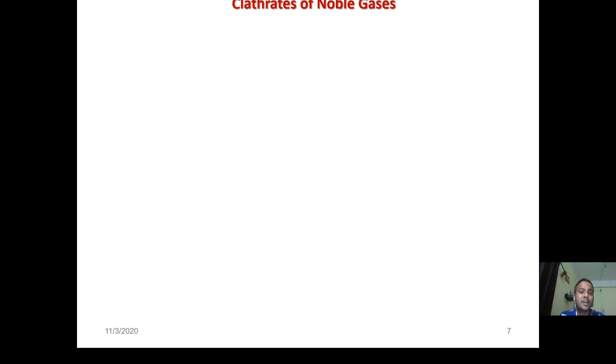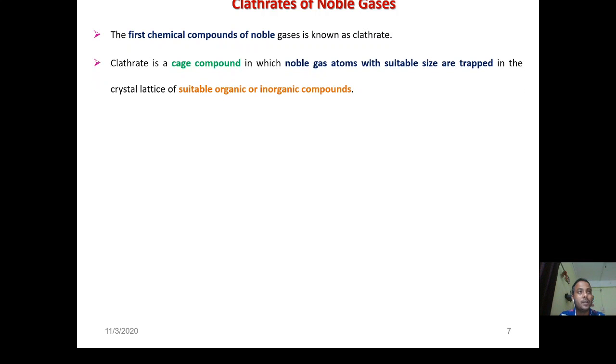Now, clathrates of noble gases. As I said, clathrate compounds are basically host-guest kind of compounds. The first chemical compound of noble gases is known to be a clathrate. How are they formed? A clathrate is a cage-like compound where there is a host molecule and a guest molecule. In general, the noble gases are the guest molecules and the organic or inorganic group is the host molecule, and the noble gases fit within the hole produced by this organic or inorganic compound. A clathrate is a cage compound in which noble gas atoms of suitable size are trapped in the crystallization of a suitable organic or inorganic compound.